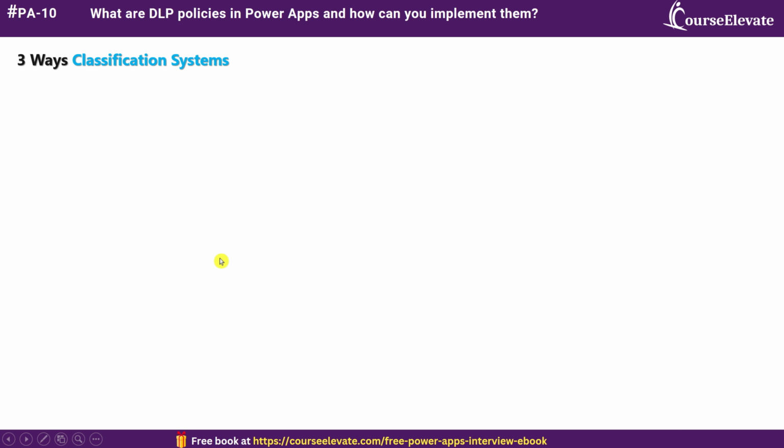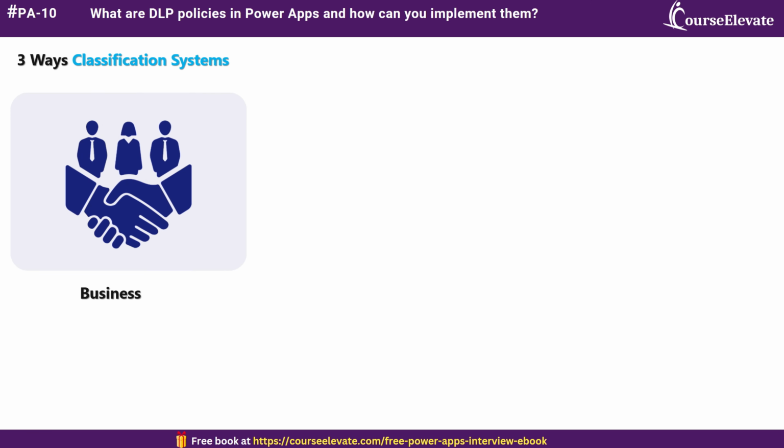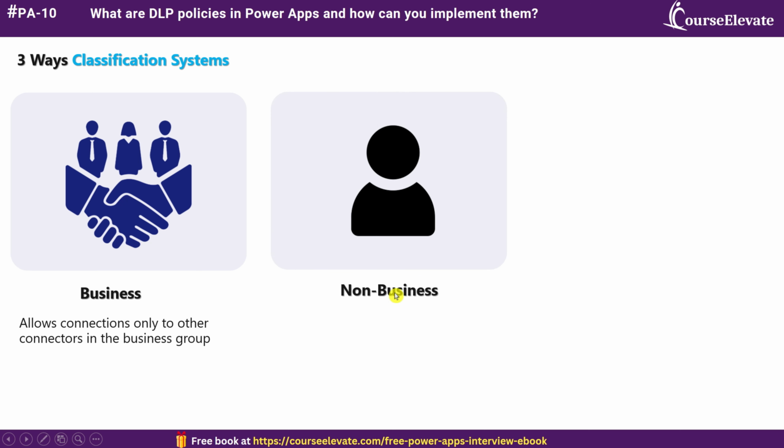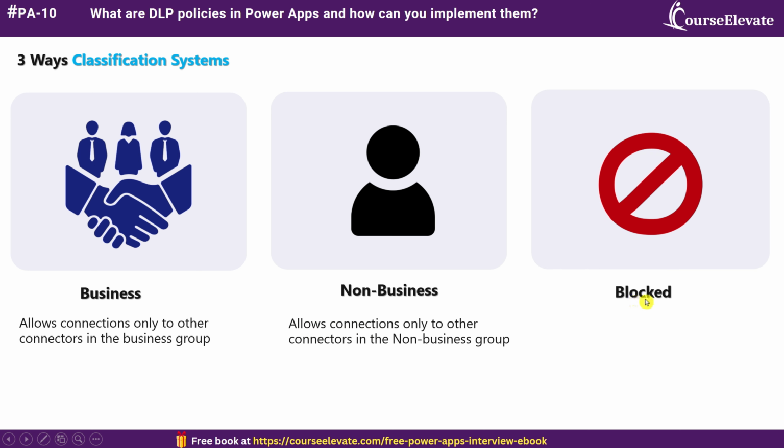DLP policy uses a three-way classification system. First is the business category, which allows connection only to other connectors in the business group. Then another category is non-business, which allows connection only to other connectors in the non-business group. Then one category is blocked, which blocks any connection attempt to these connectors.